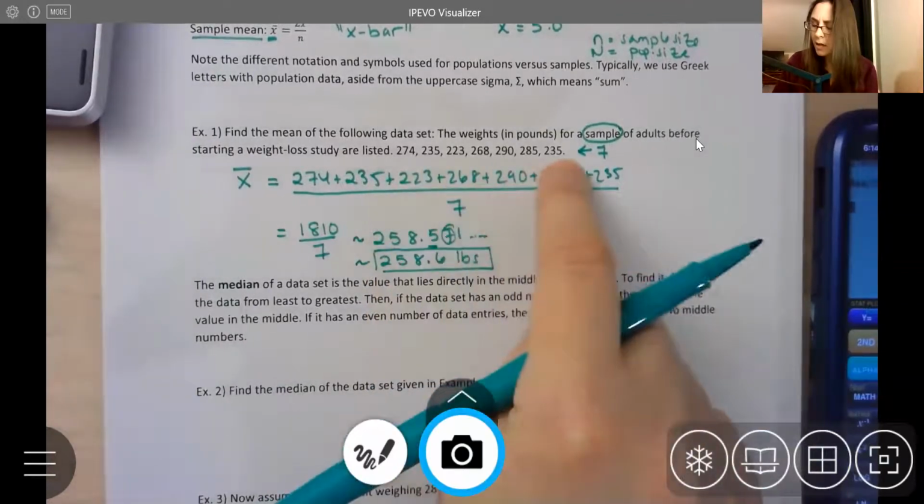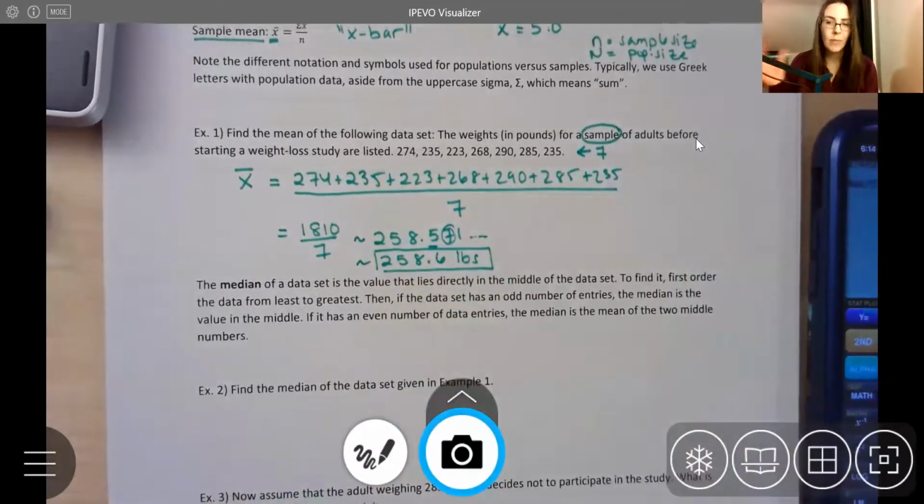And this kind of makes sense. If I look at my data, it's all in the mid 200s. So just make sure it looks reasonable, right? This answer seems reasonable here.